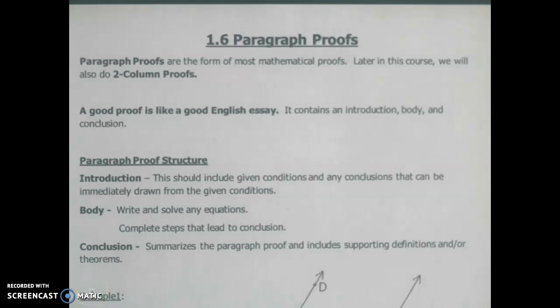We are starting paragraph proofs today. Further down the line, we are going to be working with two-column proofs, but we are starting out with paragraph proofs. And one thing to know about paragraph proofs is they are like a good English essay. It should contain an introduction, a body, and a conclusion. So what goes in each of those parts?